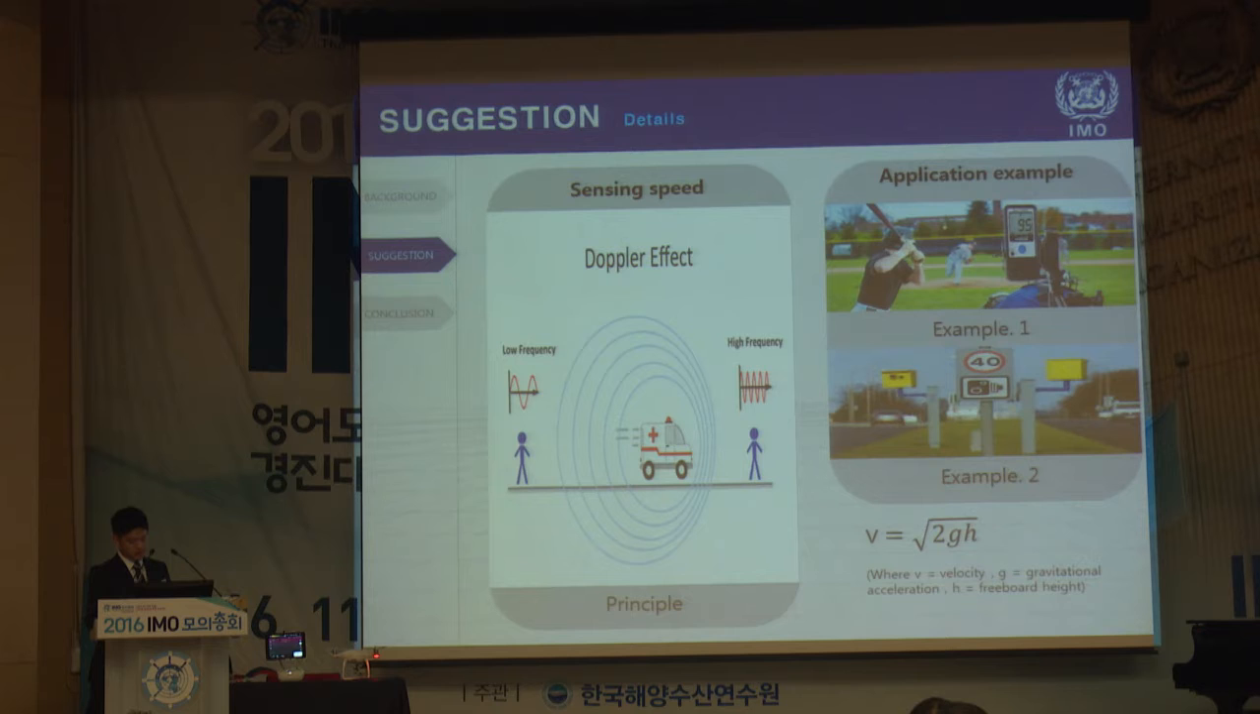Generally, falling velocity really depends on height. Therefore, the sensing velocity value can be adjusted by the freeboard of the ship.